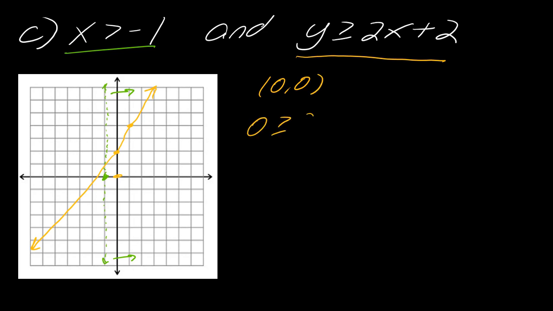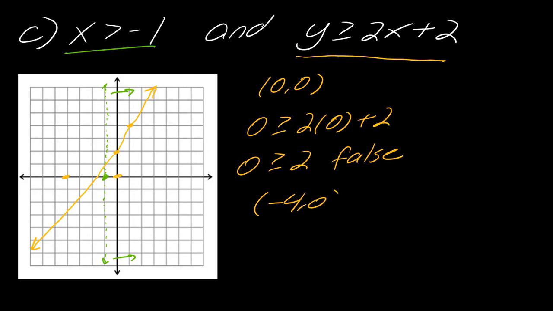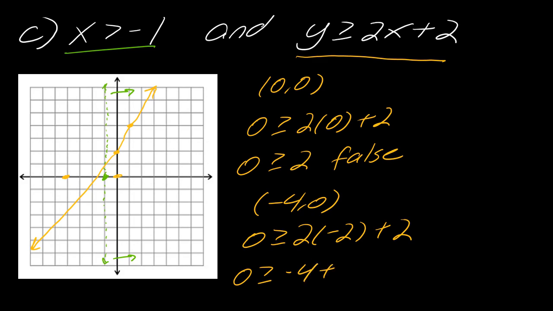This is 0 is greater than or equal to 2 times 0 plus 2, which will give me that 0 is greater than or equal to 2. So that is false. Versus if I go to the other side, so let's see, 1, 2, 3, 4, this is negative 4, 0. So if I plug this in, this is 0 is greater than or equal to 2 times negative 2 plus 2. So this will be 0 is greater than or equal to negative 4 plus 2. So this is 0 is greater than or equal to negative 2. That is true. Okay, so that means then I want to shade on this side of the line.